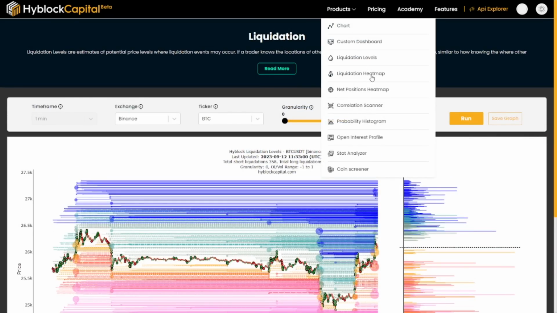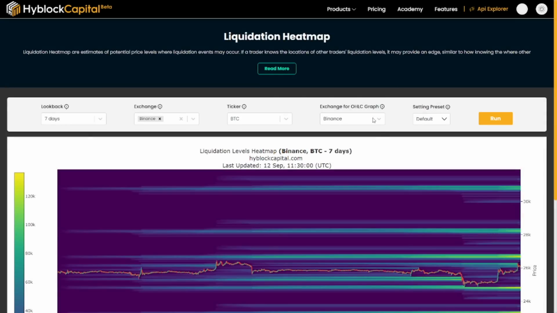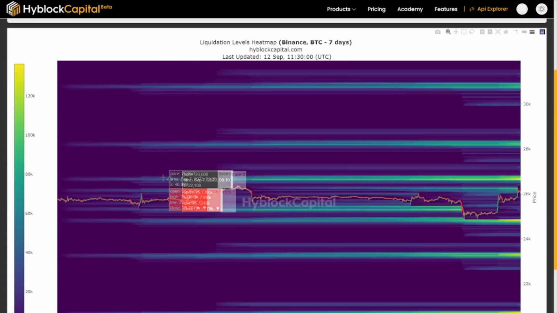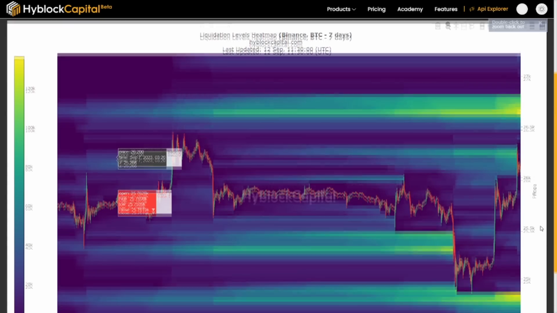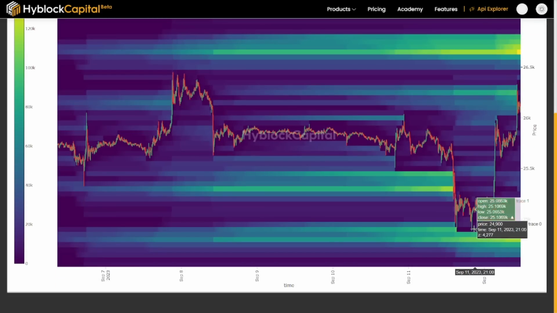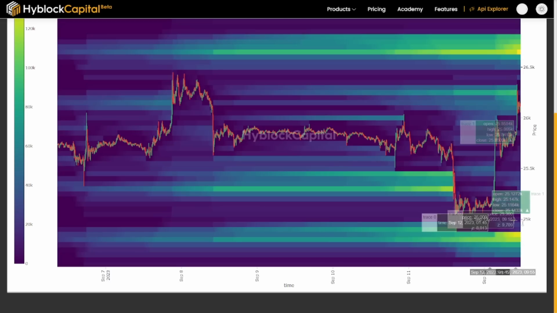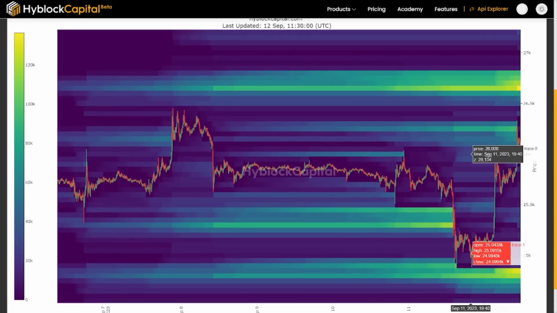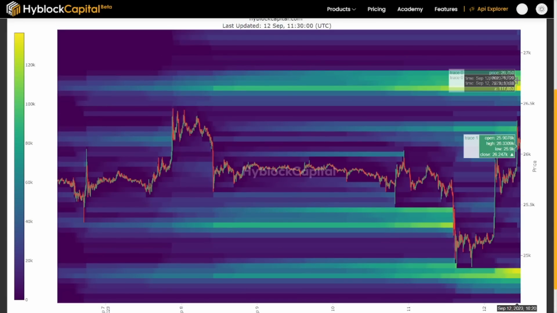So now we go to the liquidation heat map. Let's check what we got here. All right, so you can see here a lot of liquidity right below the two previous lows. That's normal. There is always liquidity above the previous highs and below the previous lows. Doesn't surprise me, but in yesterday's video, we were also talking about this zone of liquidity, okay?